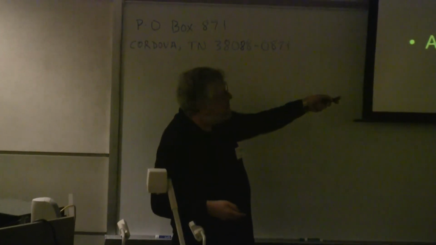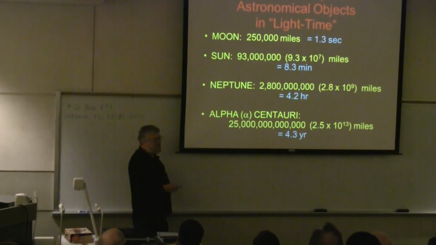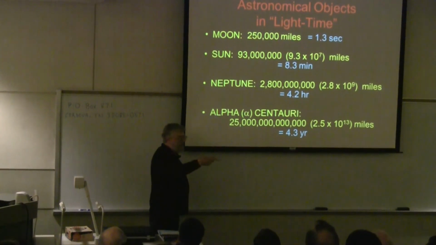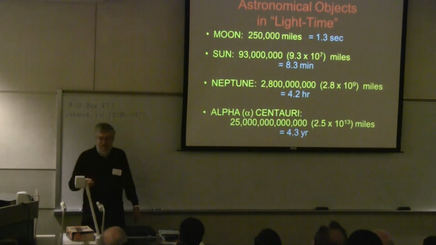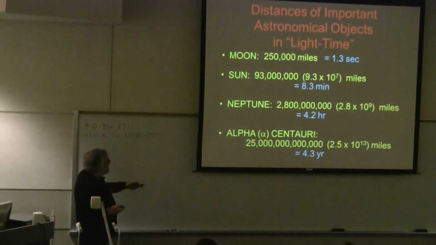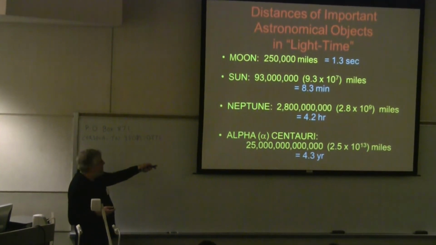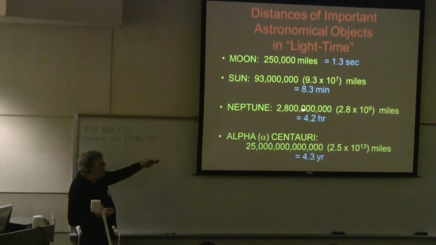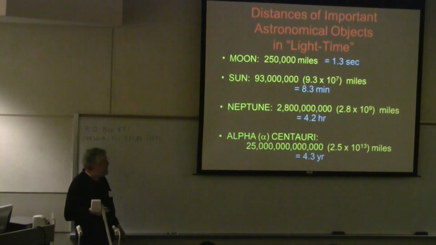Neptune, when you look at Neptune, and we almost did at the last observing session, but there was a nice little anvil-shaped cloud bank just right over where it was that didn't ever go away. In fact, it expanded and eventually overwhelmed us by the end of the evening. We would be seeing it as it was 4.2 hours ago, because at the distance of 2.8 billion miles, its light takes 4.2 hours to reach us.